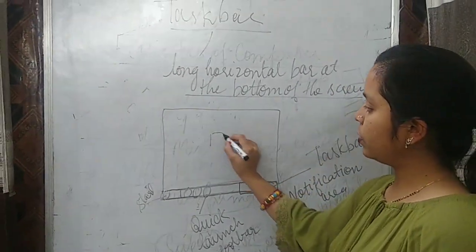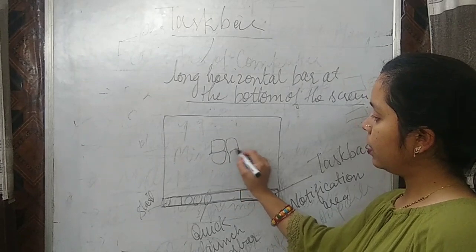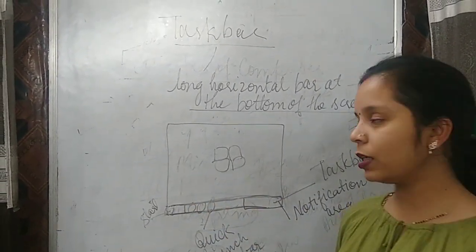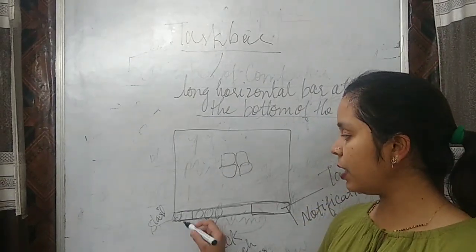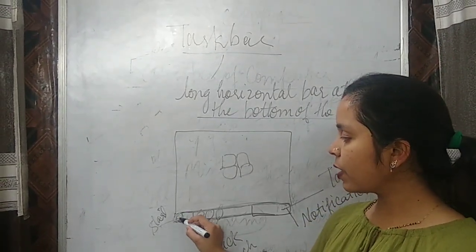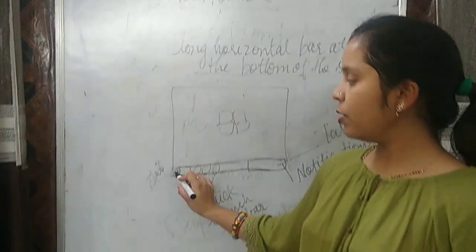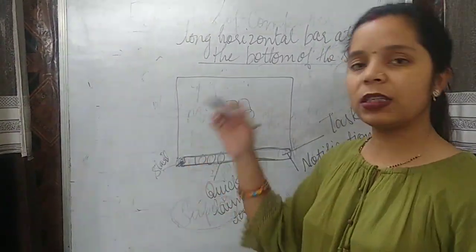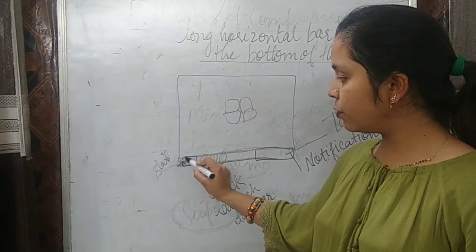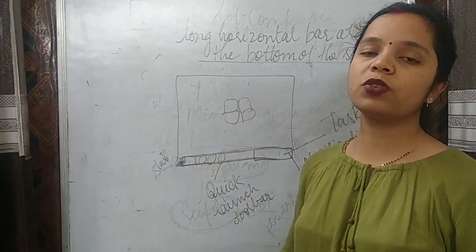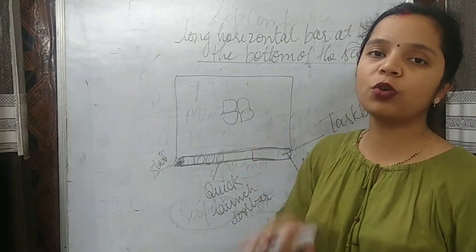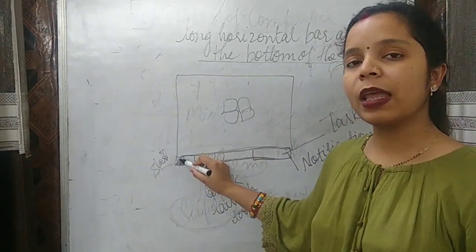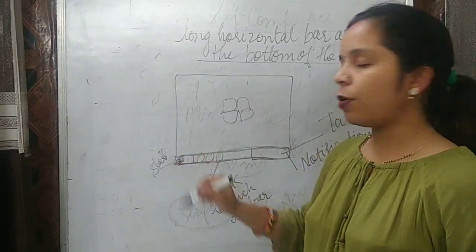So suppose this is your computer, this long horizontal bar at the bottom of the screen is known as the taskbar. What are the parts of the taskbar? It has one Start button. What is the work of this Start button? If you click on this Start button, which is present on the taskbar, it gives you access to all applications and programs which are stored in your computer. When you click on this Start button, you can open any program or application from here.